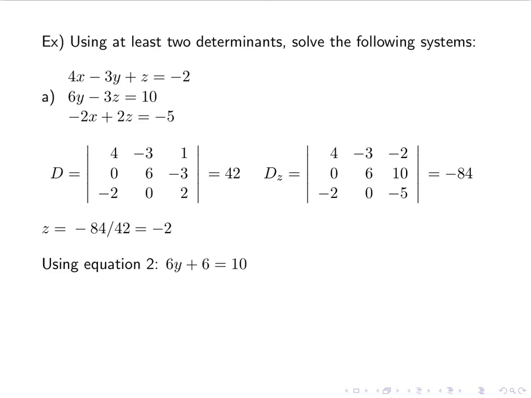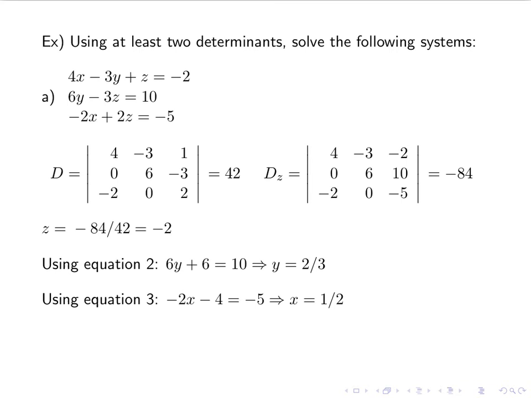Then I'm going to use my second equation, plug in my z, and solve for y. So according to equation 2, 6y plus 6 equals 10, which tells me that y equals 2/3. Then I'm going to plug my z value into equation 3, -2x minus 4 equals -5, which tells me that x equals 1/2.